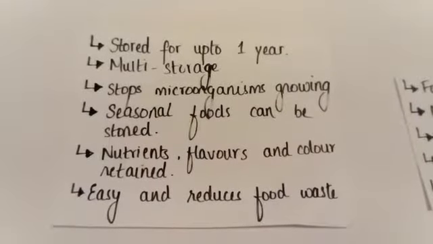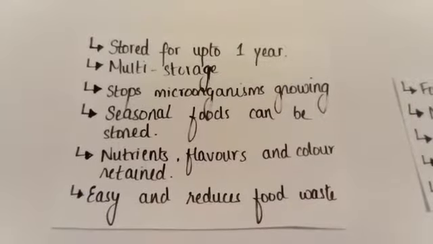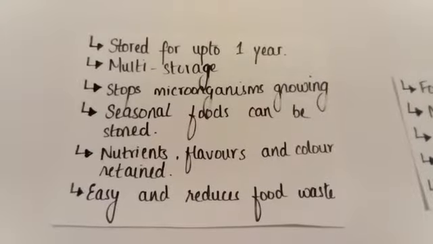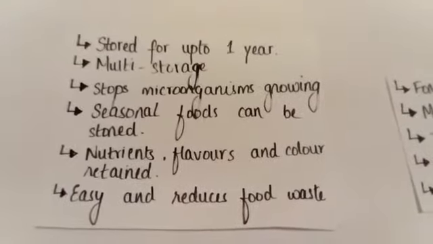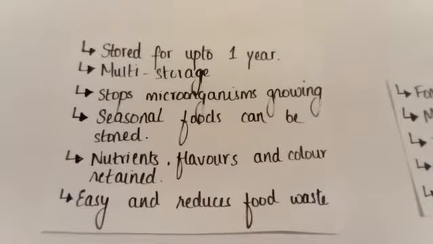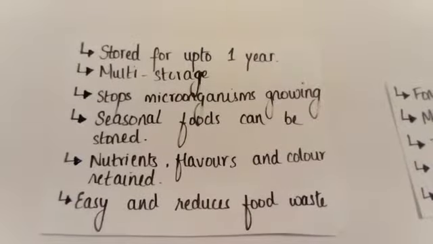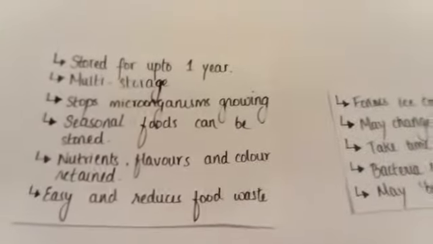It stops microorganisms growing, or at least reduces the speed of them growing. Seasonal foods such as strawberries or berries can be stored for longer. Nutrients, flavors, and colors are normally retained. It is easy to use and reduces food waste.